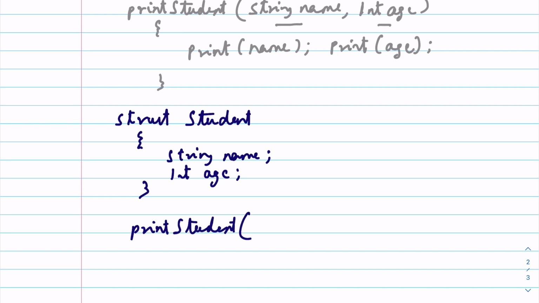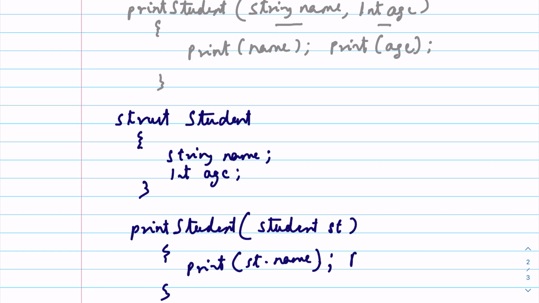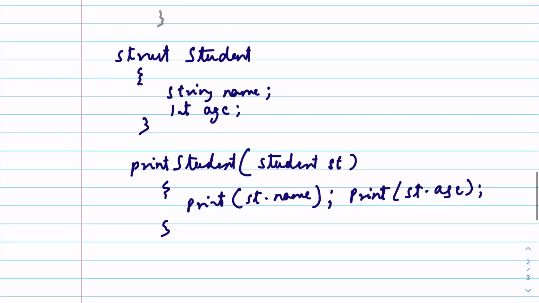And instead of passing these values here to print student, you can simply create a student st, and print st dot name, print st dot age, and so on. However, there is some problem here.